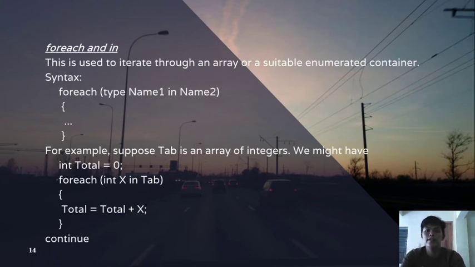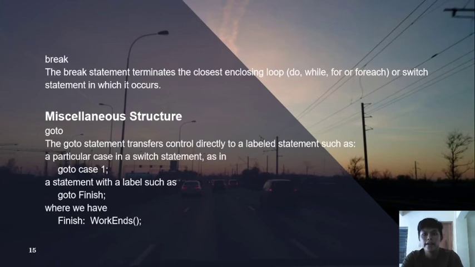Syntax: foreach, then type, name 1 in name 2, then the statement. For example, suppose tab is an array of integers and we have a total of 0. Example: foreach int x in tab, then the statement is total equals total plus x. Then continue. Then break. The break statement terminates the enclosing loop, do while, foreach, or switch statement in which it occurs. With the break statement, it breaks the statement so it stops.